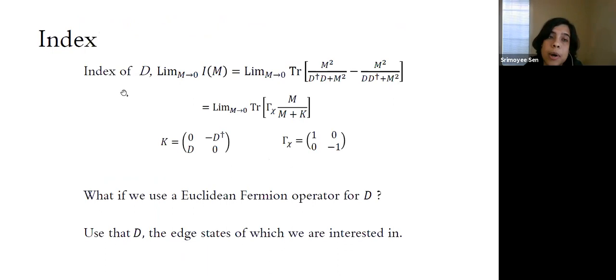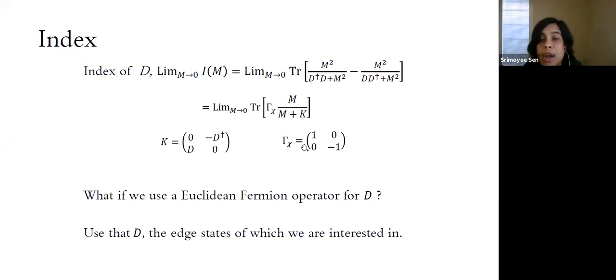So here, you have to take my word for it, the index of the operator D you can write in terms of the following formula. So it's a trace of this difference of these two operators. M is some scale. If you take M to zero, this ends up giving you that index of D. Now you can rewrite this formula in terms of two other matrices, in terms of this matrix K and this gamma chi.